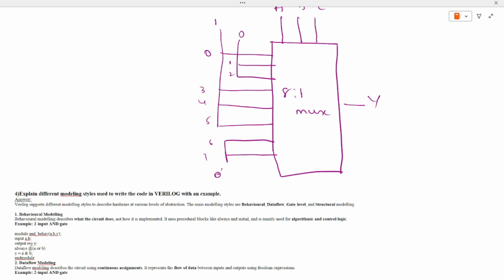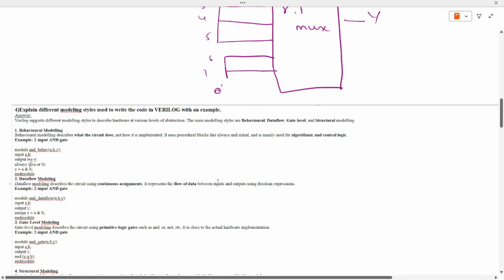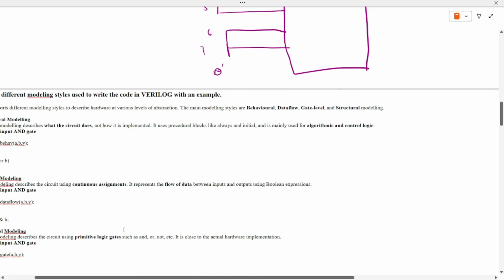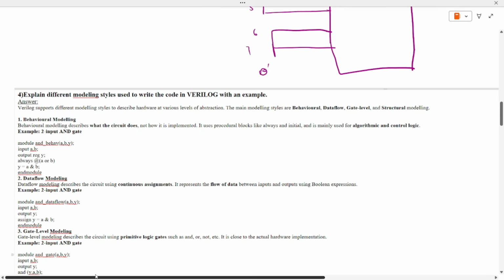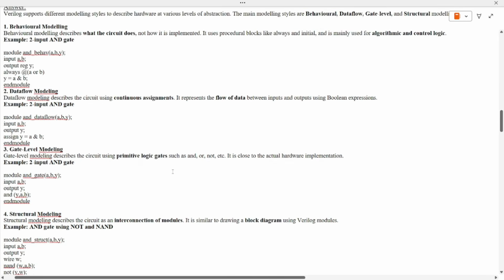Next is about the different modeling styles that are used in Verilog code. Okay, with an example we will write it.